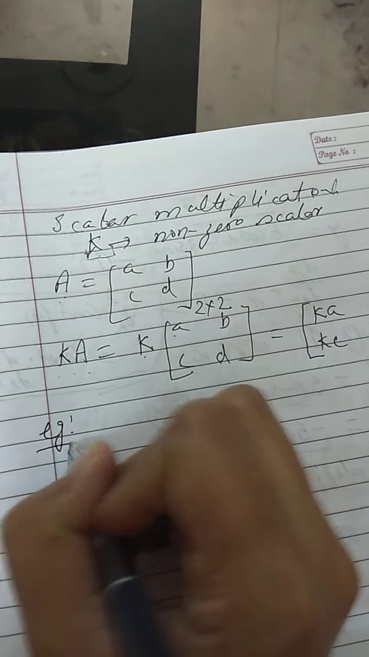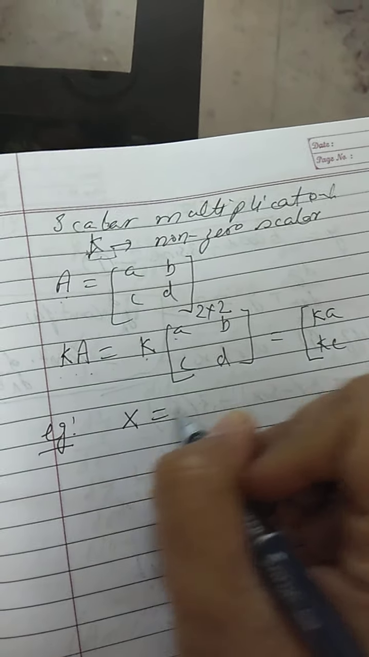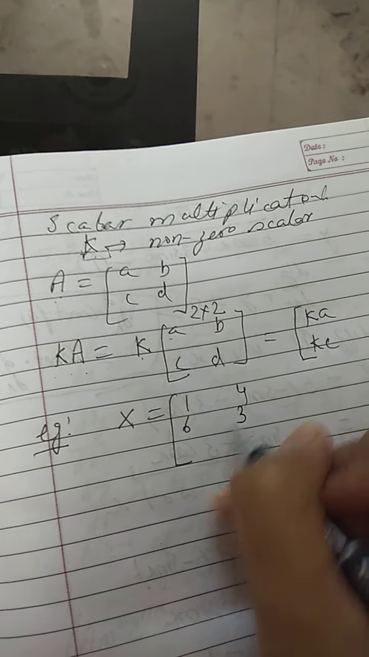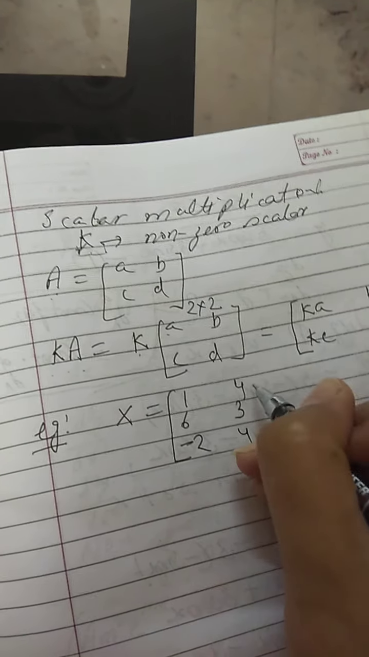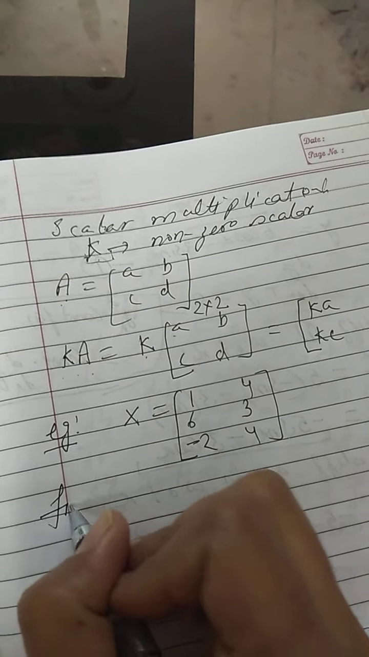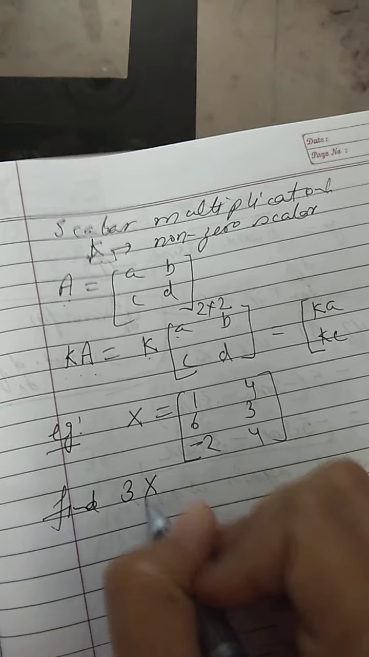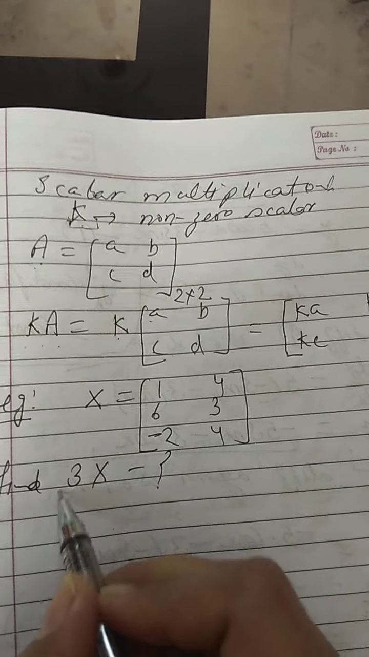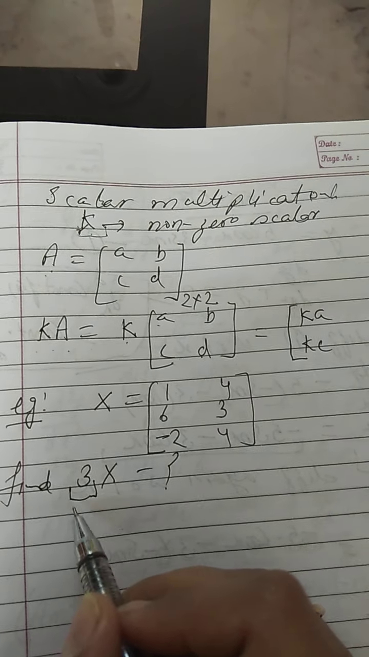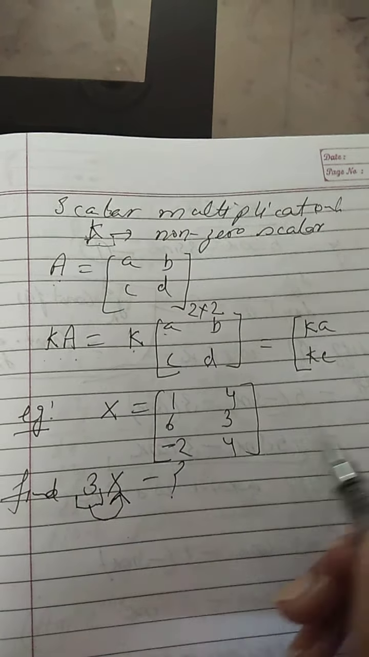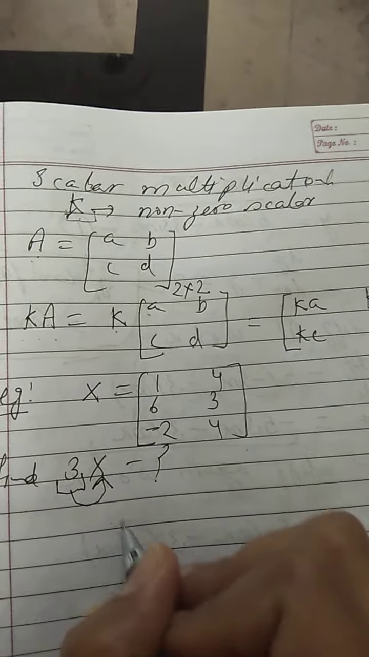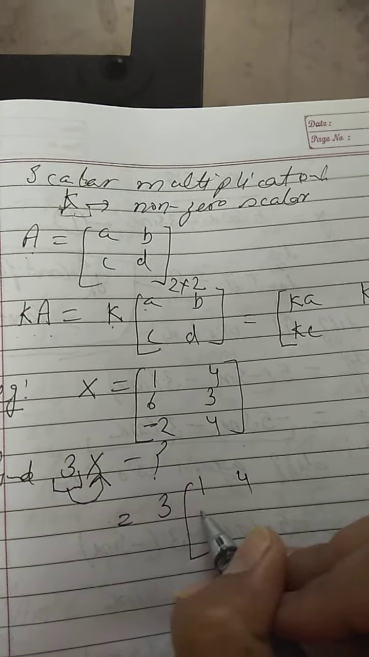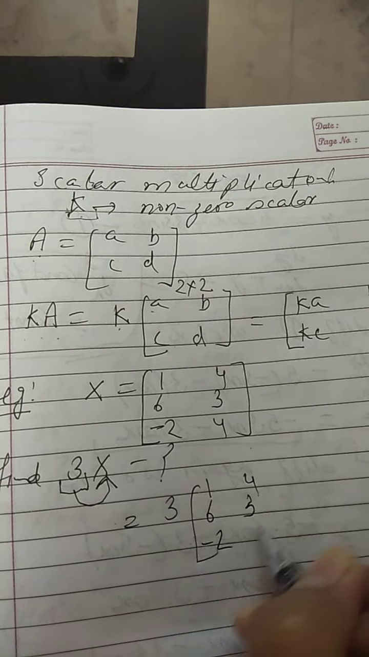If I take one particular example, let us say we have the matrix X equal to 1, 4, 6, 3, minus 2 and 4. This is the matrix, and we have to find 3X. If I have to find 3X, what will happen? Now what is 3 here? 3 is a non-zero scalar, so we are multiplying a non-zero scalar with the given matrix X. So this will become equal to 3 times the matrix 1, 4, 6, 3, minus 2 and 4.